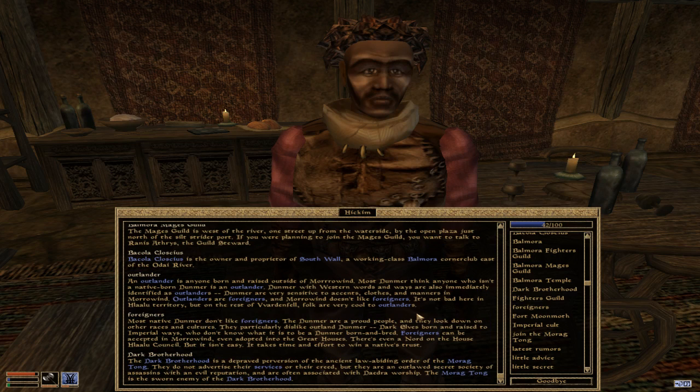Talk about Dark Brotherhood. The Dark Brotherhood is a depraved perversion of the ancient law-abiding order of the Morag Tong. They do not advertise their services or their creed, but they are an outlawed secret society of assassins with an evil reputation, and are often associated with Daedra worship. The Morag Tong is a sworn enemy of the Dark Brotherhood.